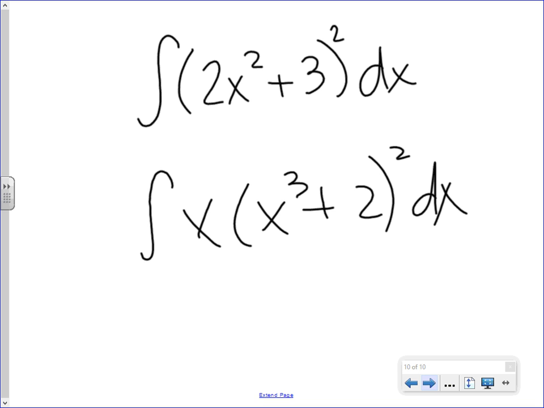Okay, what about this second one? Can we use u substitution on this? You said earlier on this one there's nothing left over. Okay, well we have something left over here. Can we use u substitution? Joe? No, because there would be an x left over. Okay, here u would be x squared cubed plus 2. But du would be 3x squared dx.